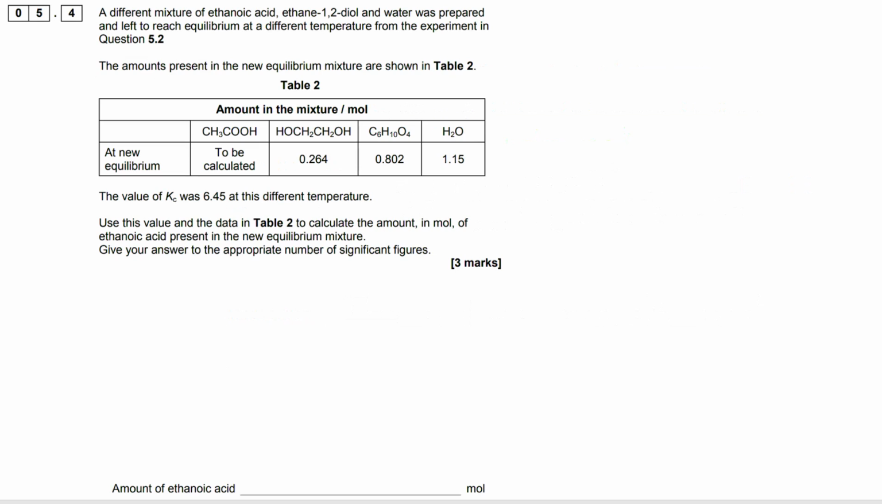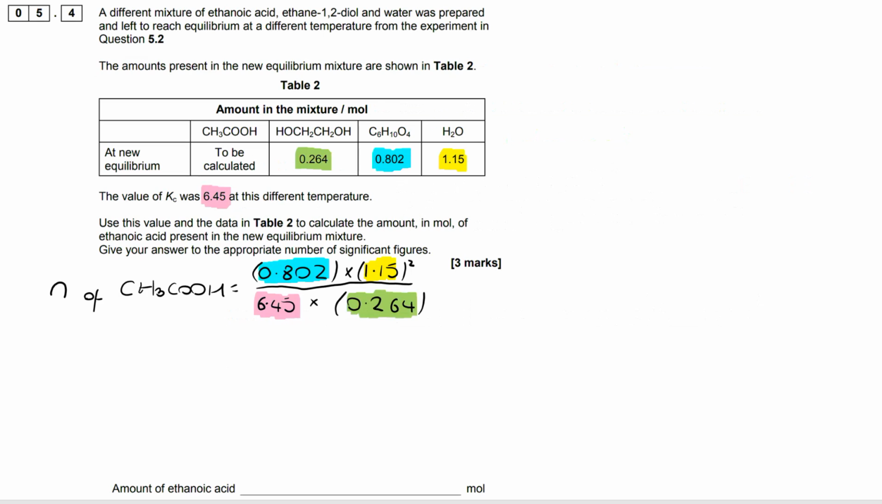Moving into a slightly bigger calculation here, and you'll notice that you're not working out KC that's been provided, you're instead working out the amount of ethanoic acid. So I'm going to start by putting the figures in that we know to the KC expression, and the highlighting here is going to help you to see precisely where they've come from. Obviously, this is rearranged to make CH3COOH the subject. Technically, it's the number of ethanoic acid molecules. It could have been the concentration if I'd included the over V's, but we don't need to.